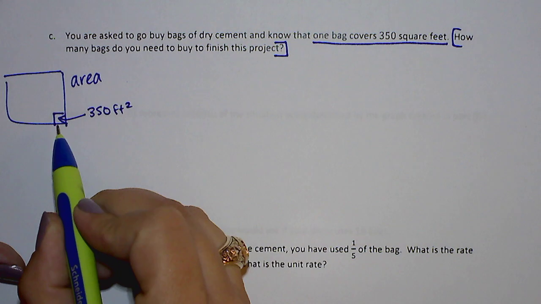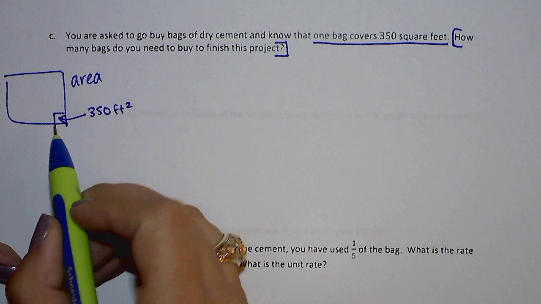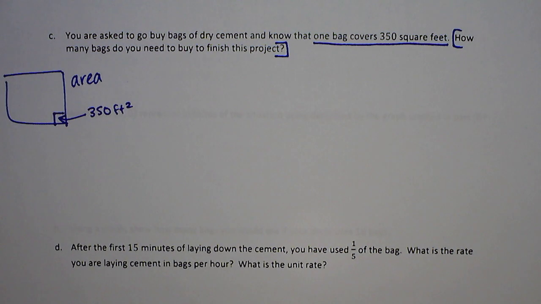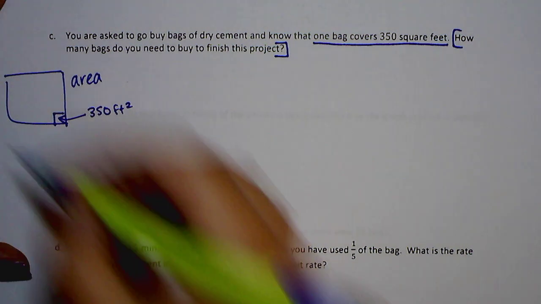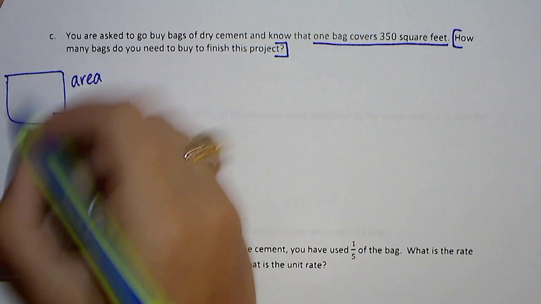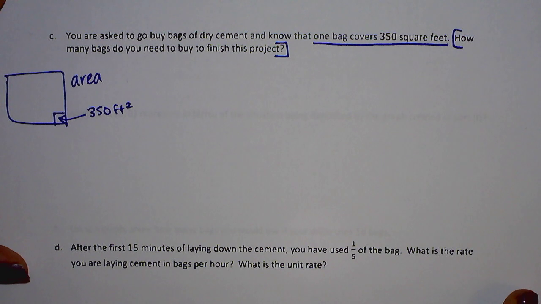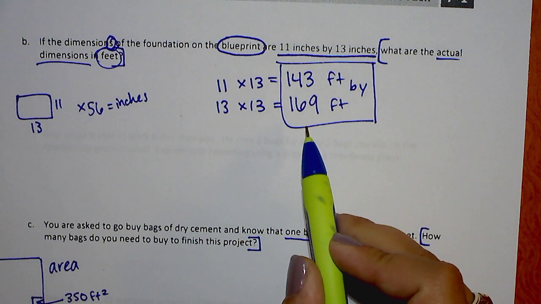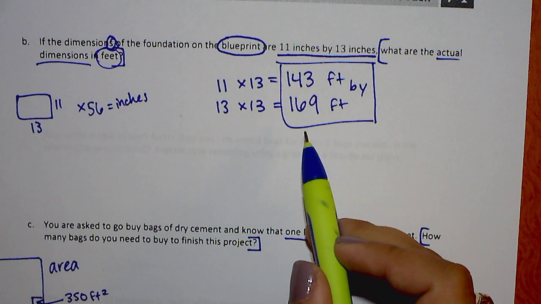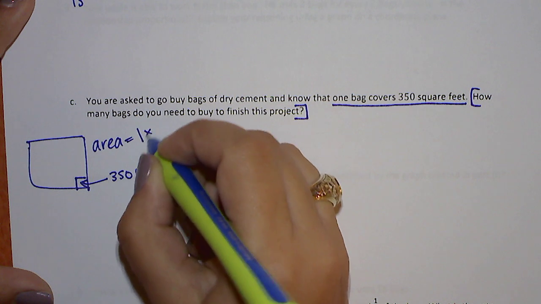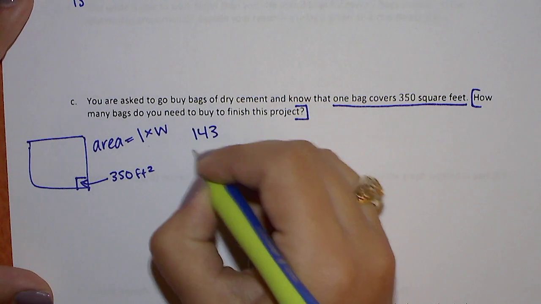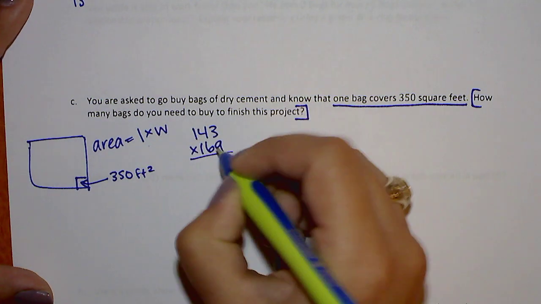And I want to know, if I pour a bag and it covers 350 and I pour another bag, it covers another 350, and keep going, how many bags am I going to need? So first I need to find the total area of the foundation, which I can do using the dimensions that I just had, because I know that the area of a rectangle is length times width. So 143 times 169.